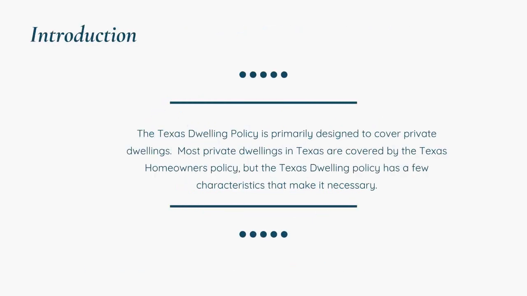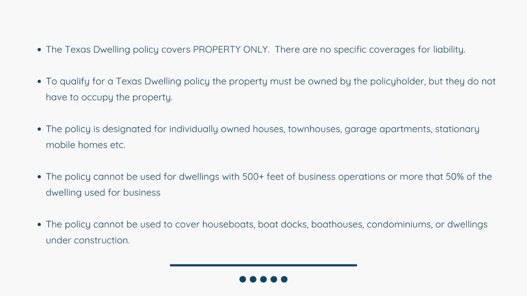Let's go right ahead and jump into Chapter 4. The Texas Dwelling Policy is primarily designed to cover private dwellings. Most private dwellings in Texas are covered by the Texas Homeowners Policy, but the Texas Dwelling Policy has a few characteristics that make it necessary. The Texas Dwelling Policy covers property only. There are no specific coverages for liability.